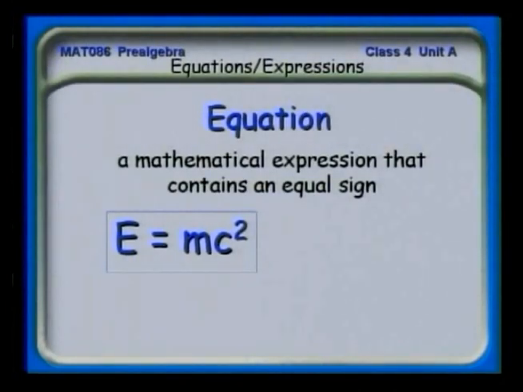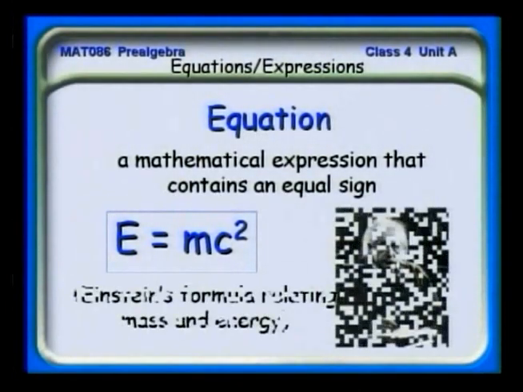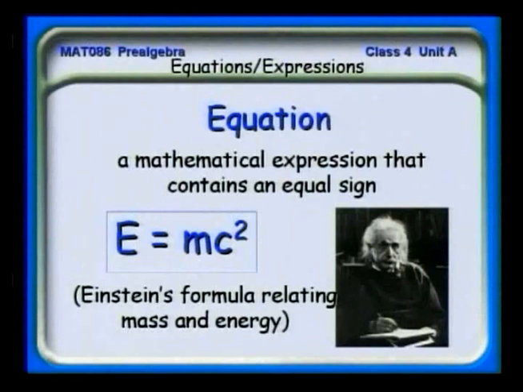E equals mc squared is a very famous equation. It's Einstein's formula relating mass and energy. The energy is equal to the mass times the speed of light squared.